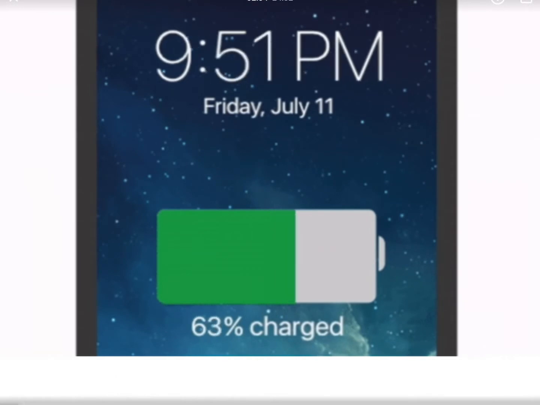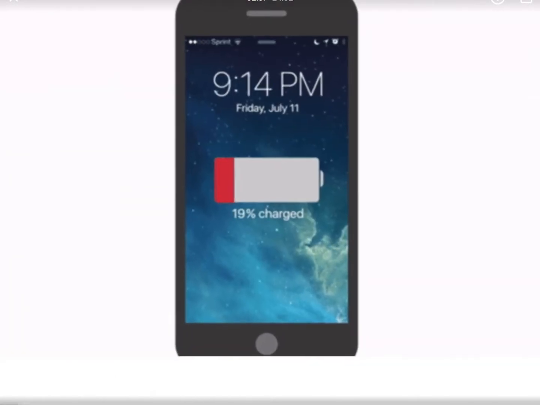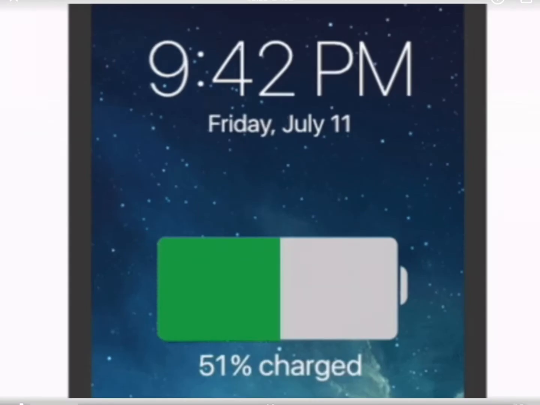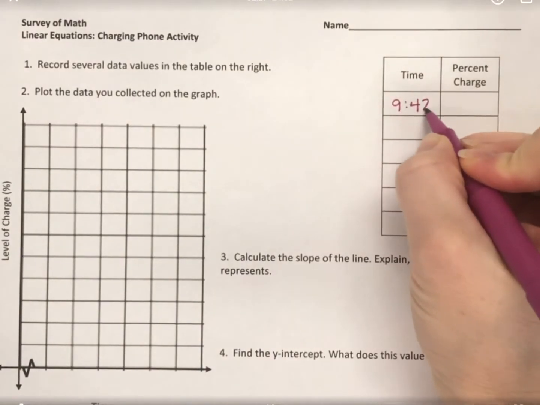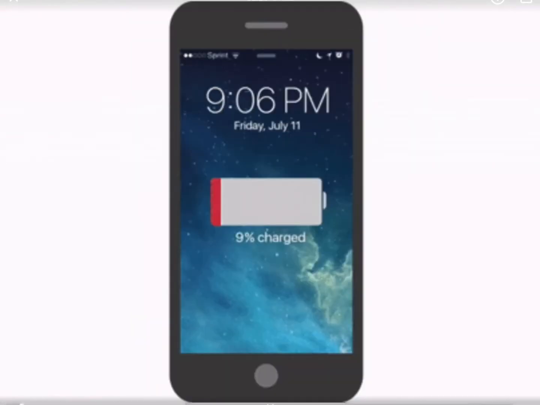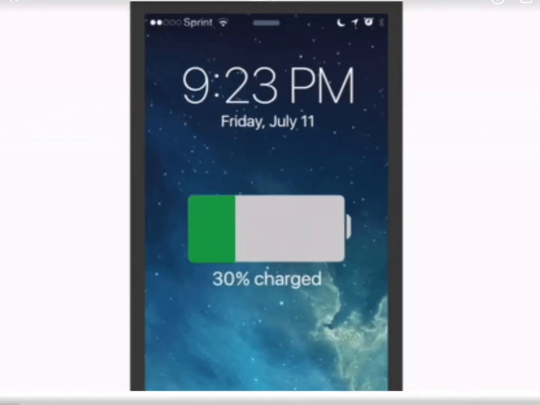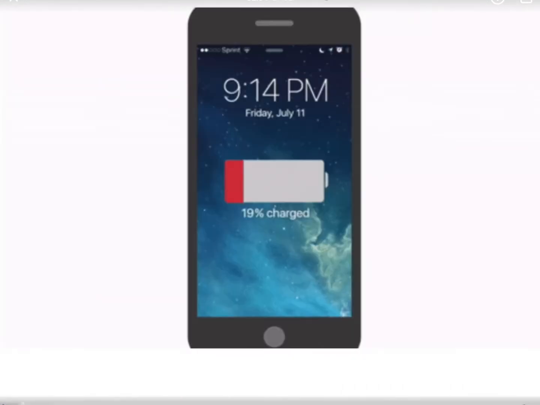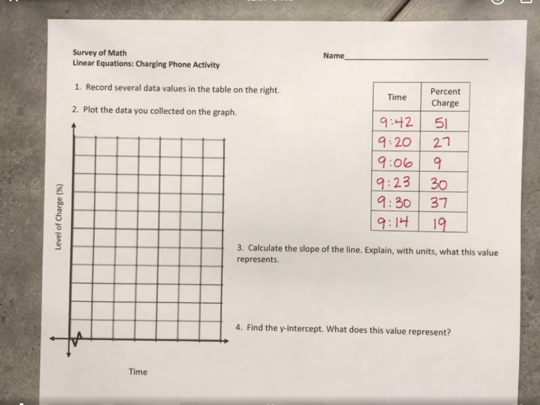I think I see 6 on our worksheet. So we would need to freeze time right here. Why don't we do a screenshot? 9:42, 51% charged. 9:20, 27% charged. 9:06, 9% charged. 9:23, 30% charged. 9:30, 37% charged. 9:14, 19% charged.